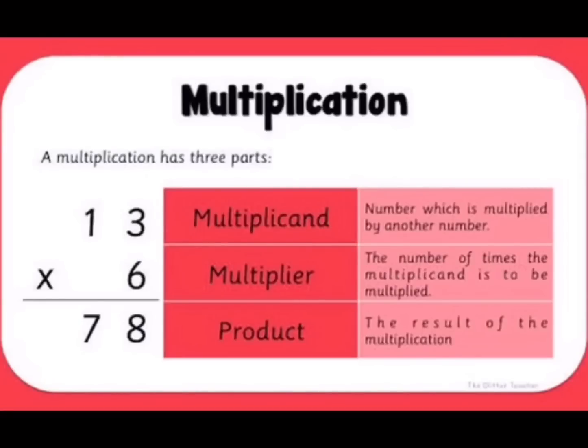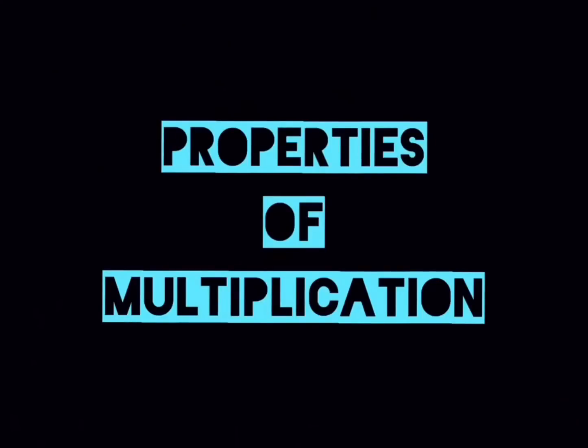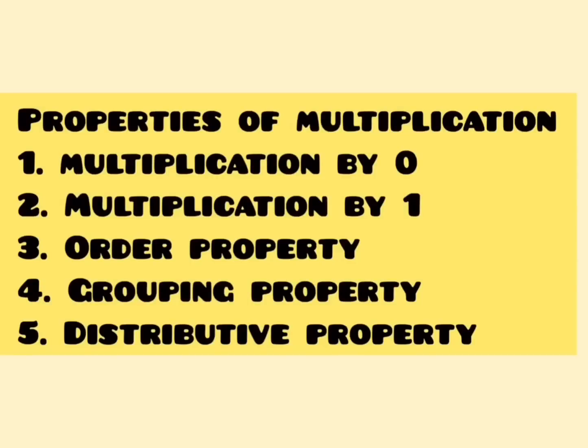We know that in multiplication, the number to be multiplied is called multiplicand, and the number by which we multiply is called multiplier, and the result of multiplication is called product. Now, let's recall the various properties of multiplication that will help us to solve problems easily. There are 5 properties involved in multiplication. They are multiplication by 0 and 1, order property, grouping property, and distributive property. Let's talk about them one by one.